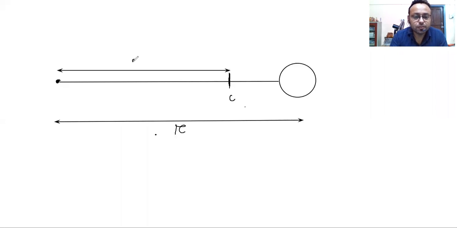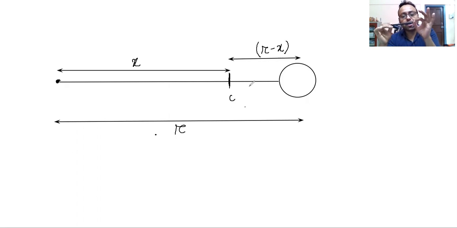So this is x. If this becomes x, then definitely this will be r minus x. This will be r minus x. So the nucleus's distance from the center of mass is r minus x, and the electron's distance from the center of mass is x. Now they are moving. On one side you have the heavy nucleus, and on the other side a tiny electron.